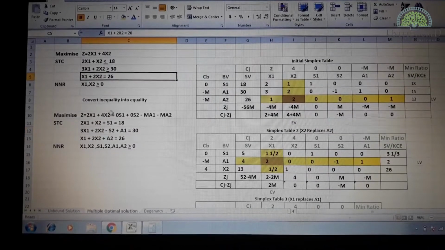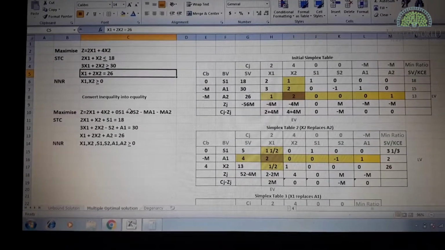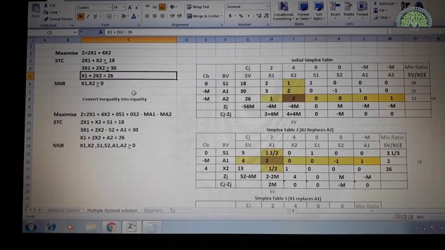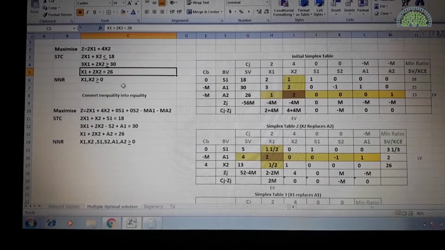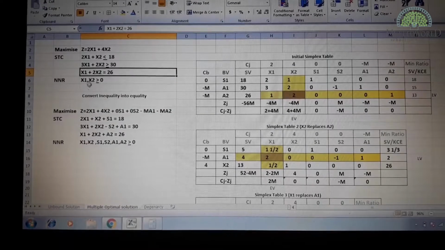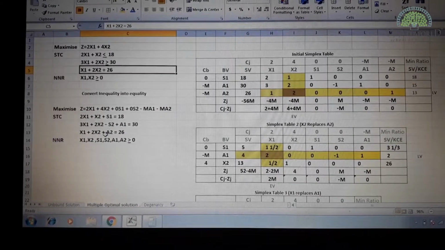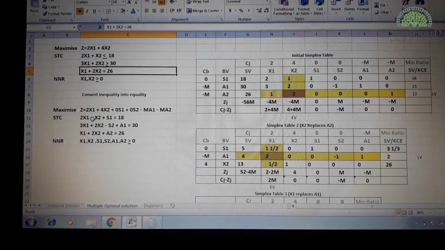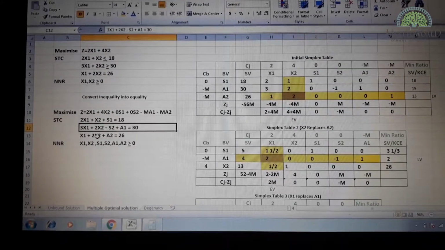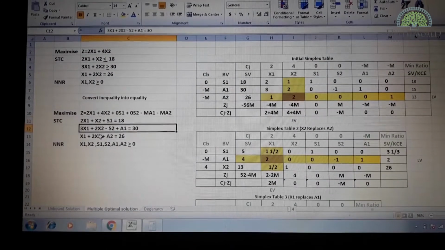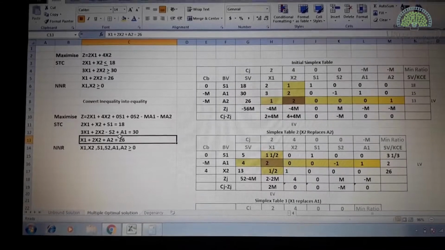Coming down to the third constraint, which is already in equality form, but as per the norms of the initial simplex table, we introduce an artificial variable. So therefore it becomes x1 plus 2x2 plus a2 is equal to 26. So we have converted the inequality into equality by adding slack, surplus, and artificial variable.